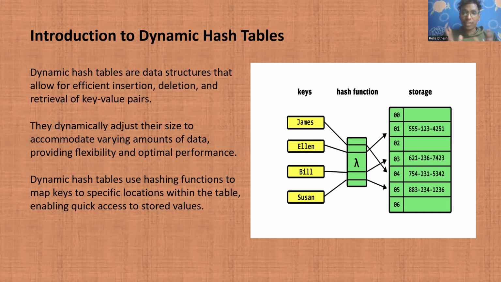For this dynamic hash table, we use the key-value pair concept, mapped by the hash function. Here we have keys, and a hash function which is used to map them to storage. These are the addresses. By using this, the hash function maps and retrieves the related data which is stored in storage.